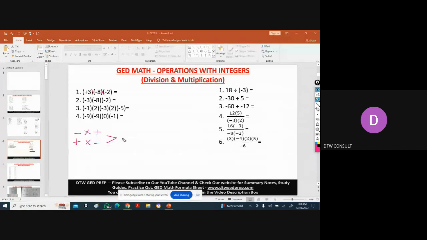A positive times negative gives us what? A negative. It is also the same for division. A negative number divided by a positive number, a positive number divided by a negative number also gives us what? A minus, a negative answer.